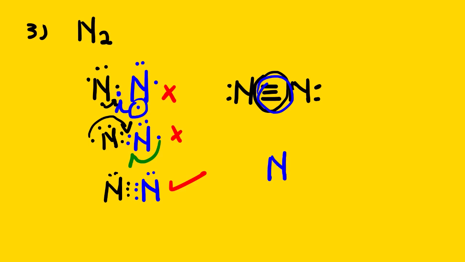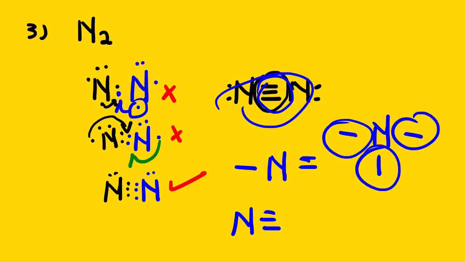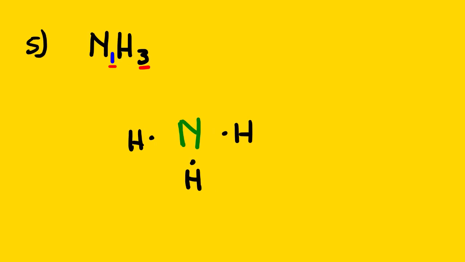It can bond like this, as long as it bonds 3 times. It can bond like this, like for example this one, or it can bond like this, as long as we have 3 bonds or 3 lines. Same as our oxygen. But since we are busy with this, let us do so.